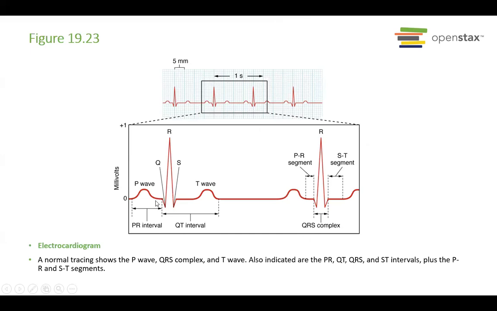So the P wave represents the depolarization of the atria. And then you have your QRS complex. A normal tracing shows the P wave, this is your QRS complex, and that is the T wave. These are also indicated in the PR segment, which includes the P wave up until the R region, and then the QT segment, then the QRS, then the ST intervals.